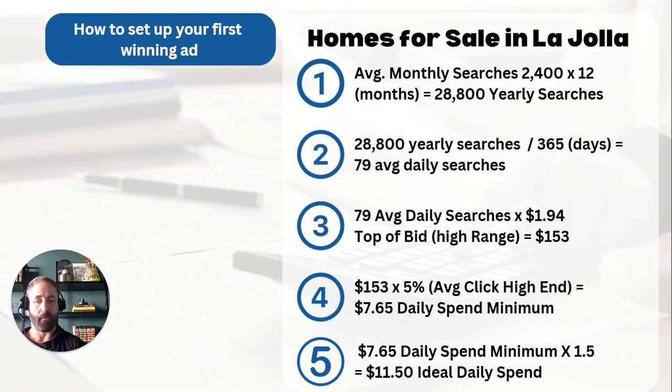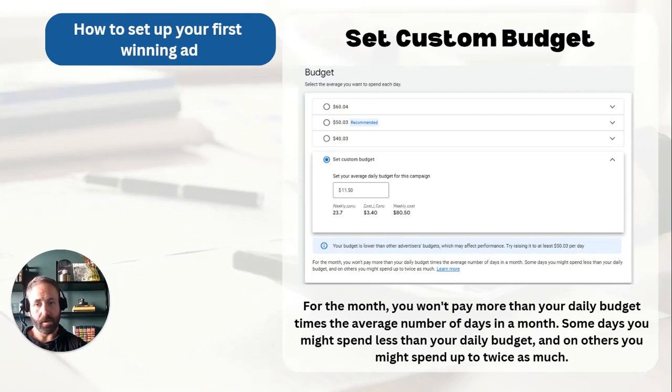And then I'm going to multiply that by 1.5. So I'm going to change it to $11.50. So essentially I'm going to spend $11.50 a day on the keyword or campaign homes for sale in La Jolla. So what I'm going to do is set my custom budget. Don't choose what Google suggests. And then put the $11.50 in here.